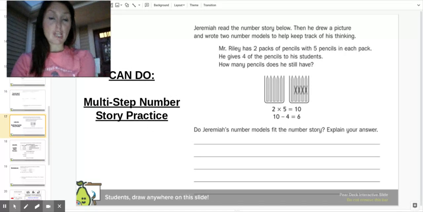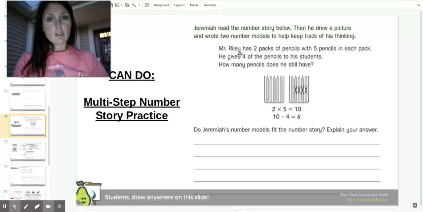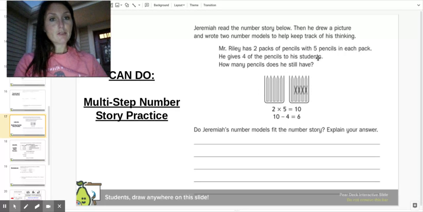Here it says to do multi-step number stories. So this is what we just were practicing this week. So it says to read this number story. So Mr. Riley has 2 packs of pencils. Here's his 2 packs with 5 pencils in each pack. Here's 5 and here's 5. He gives 4 of the pencils to his students. 1, 2, 3, 4. How many pencils does he have?